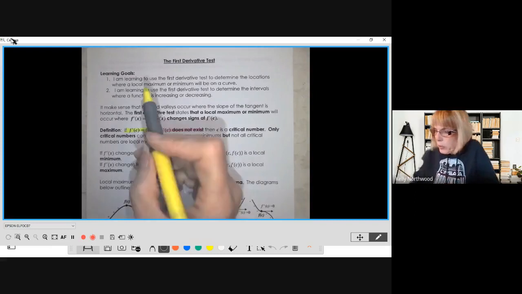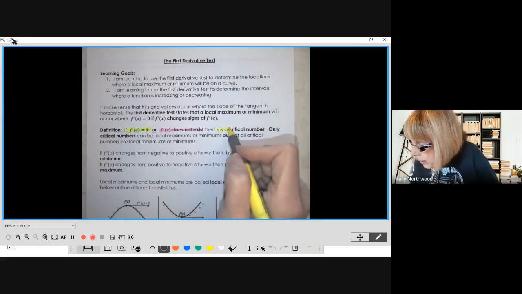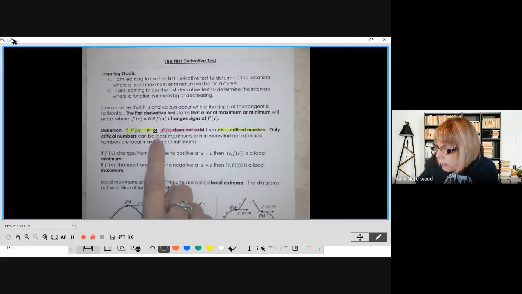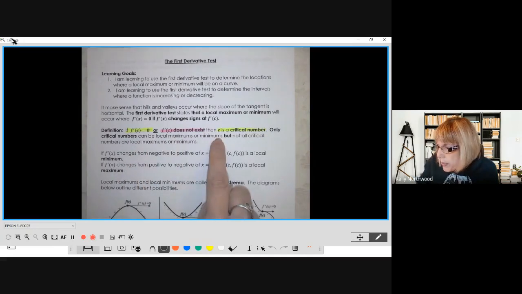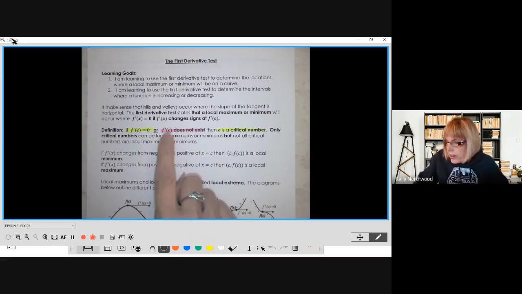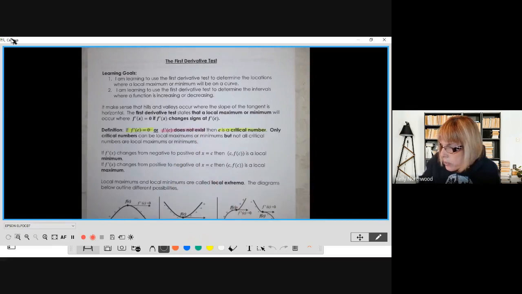So this year we're only worried about if f prime at c is 0, then c is considered to be a critical number. Okay, critical because it's where we could have a maximum or a minimum. Only critical numbers can be local maximum or minimums, but not all are. And that's, again, because sometimes f prime at c does not exist can give you a max or min, but also cannot give you, in some cases, a max or min.